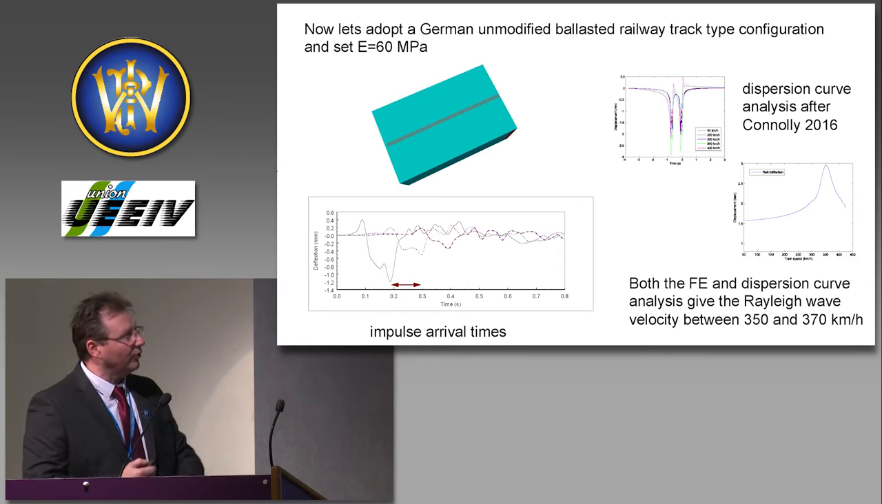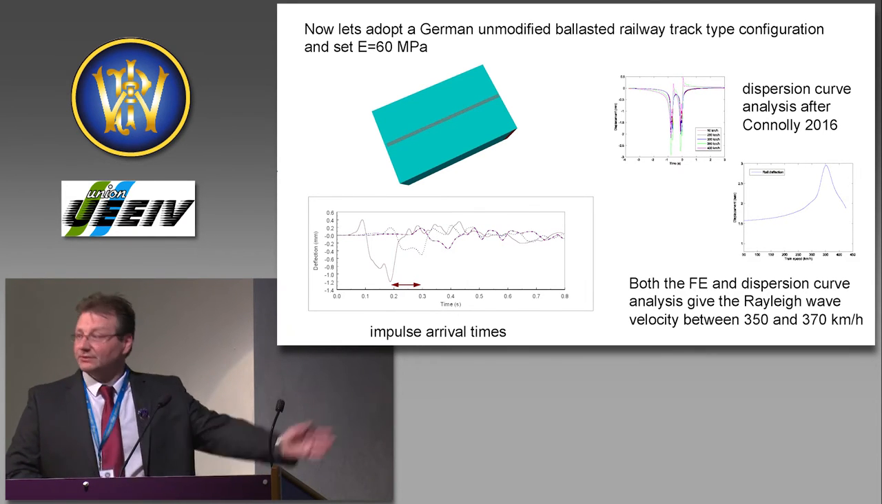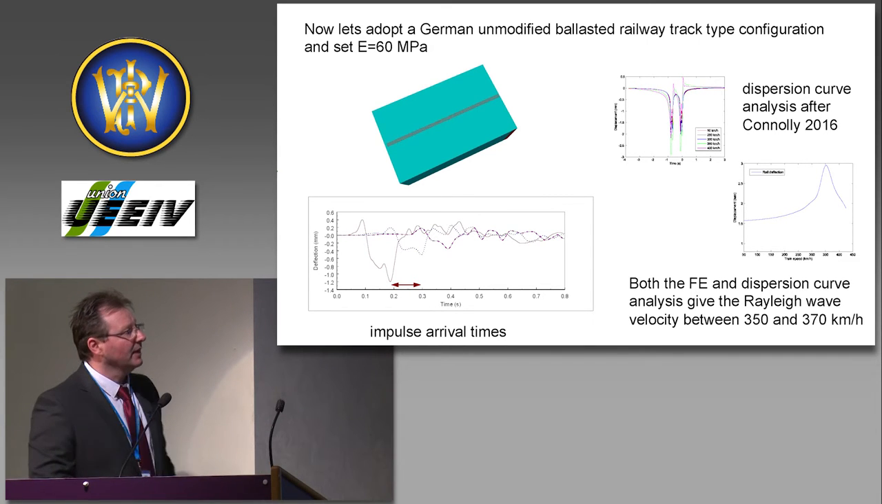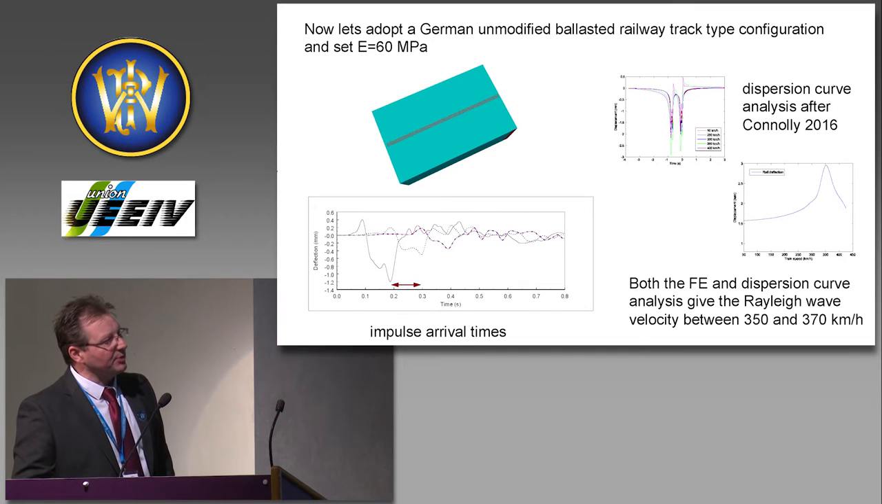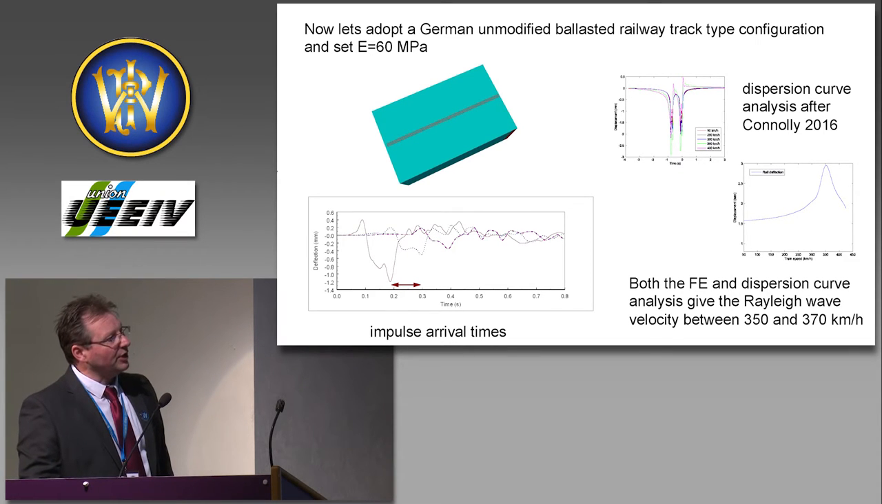So here, let's have a look at the German standards. And again, I'm looking for unmodified ballast. And what I'm doing is generating Rayleigh waves here and just looking at their properties and what they're doing. And we're checking it against the dispersion curve analysis. Assume at the moment that our Young's modulus is just 60 megapascals. Just make that assumption. And what we've done is we compute the critical velocity at about 360 kilometers per hour.